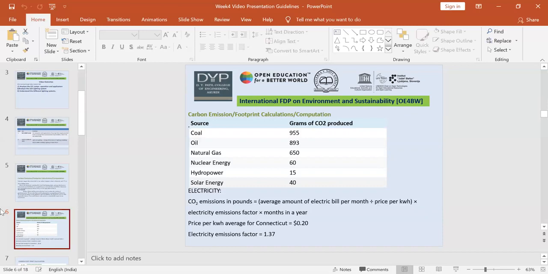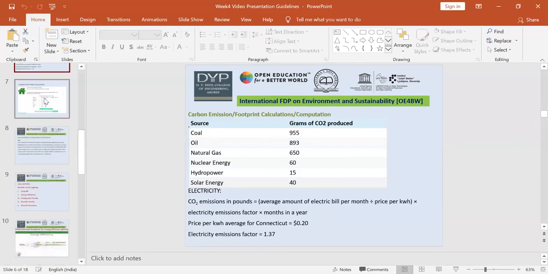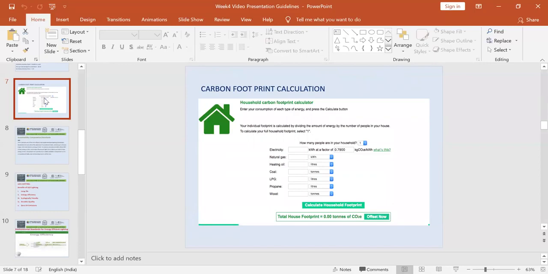CO2 emission in pounds is calculated as the average electric bill per month, divided by the price per kilowatt hour, multiplied by the electricity emission factor, multiplied by the months in a year. For example, 12 months in a year, and the price per kWh average for Connecticut is given, and the electricity emission factor is also given here. You can observe here how carbon footprint calculations can be made.